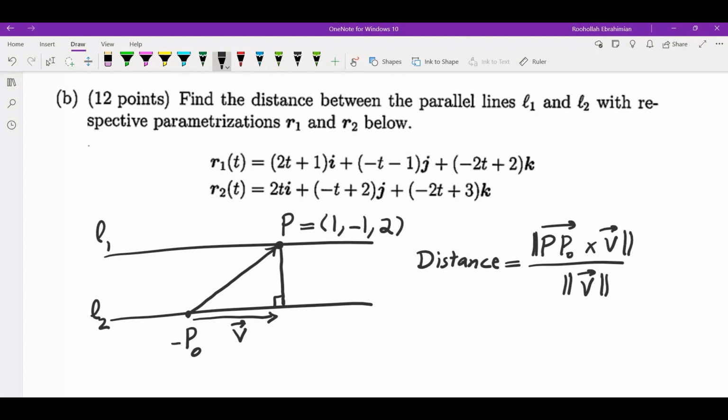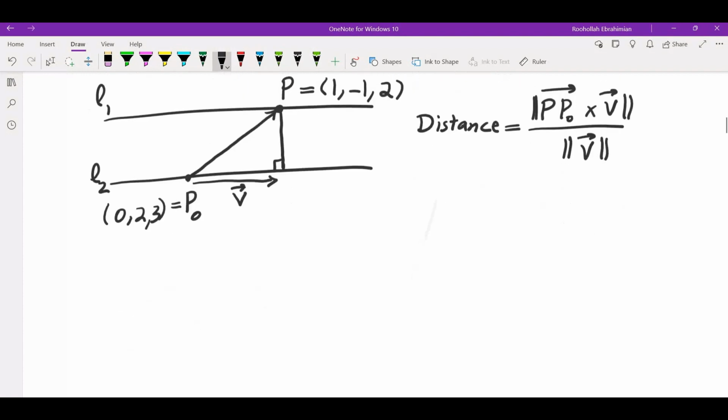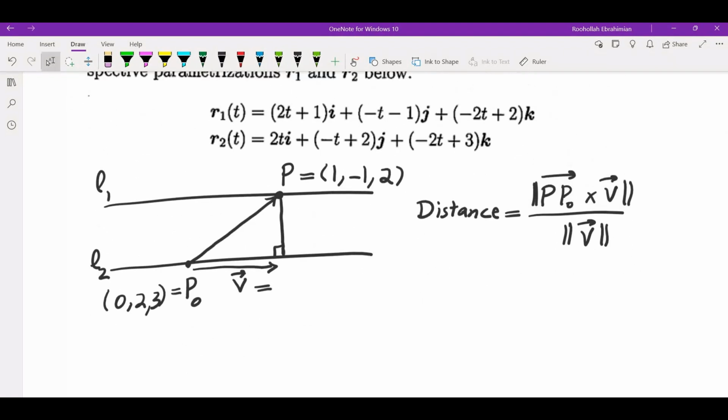That's a point on this one. What is a point on the other one? Plug in t equals 0. We get (0, 2, 3). So then we have to use that formula. And what is the direction vector? The direction vector is the coefficient of t. The coefficients of t are 2, negative 1, negative 2.